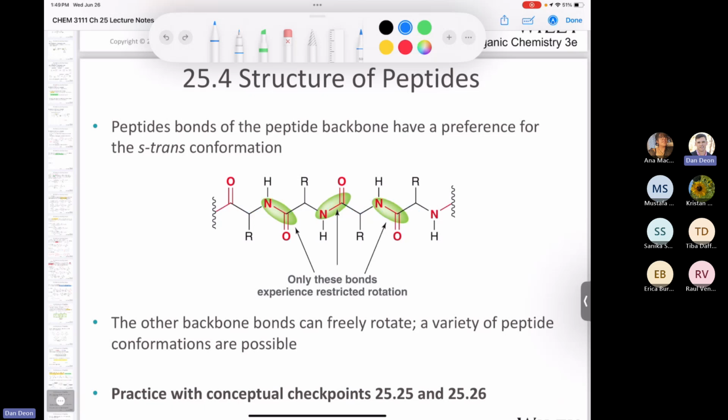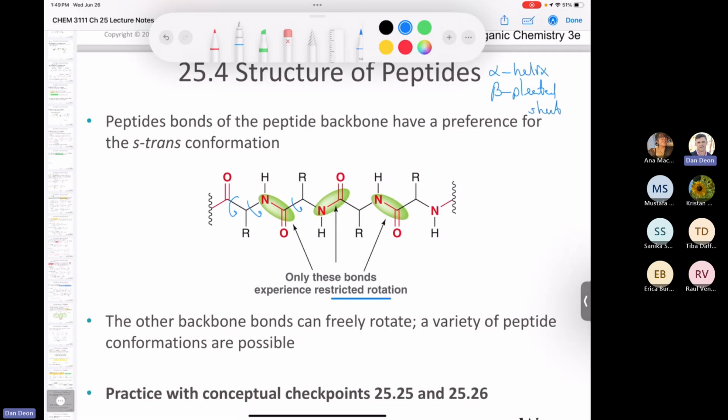It says the other backbone bonds, right? The ones that are highlighted in green, these experience restricted rotation. But all of the other ones, like this one, or this one, etc., those all experience free rotation. And so it allows the peptide to adopt a variety of conformations. And that's very important when you start looking at things like an alpha helix or a beta pleated sheet.